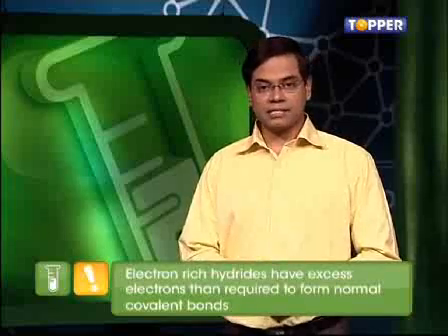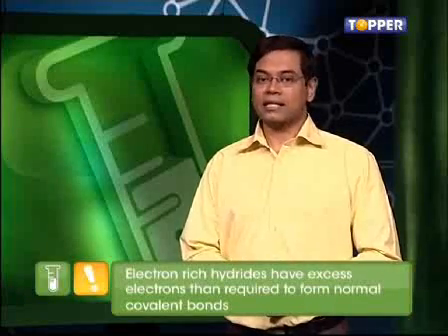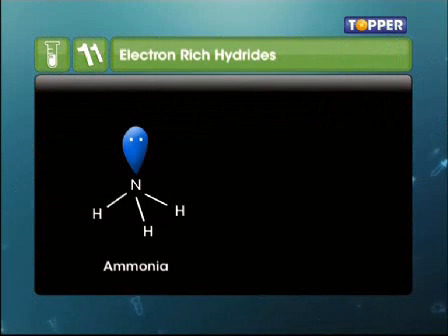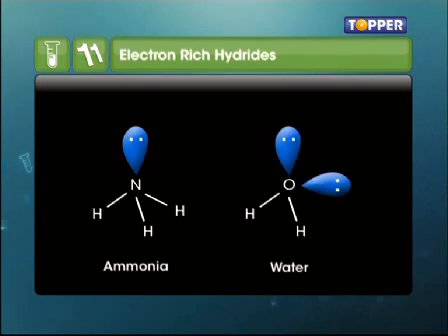And the last type of covalent hydrides are electron-rich hydrides. As the name suggests, they have excess electrons than required to form normal covalent bonds. The excess electrons are present as lone pairs. Examples of this are hydrides of group 15, 16 and 17 such as ammonia, water, etc.